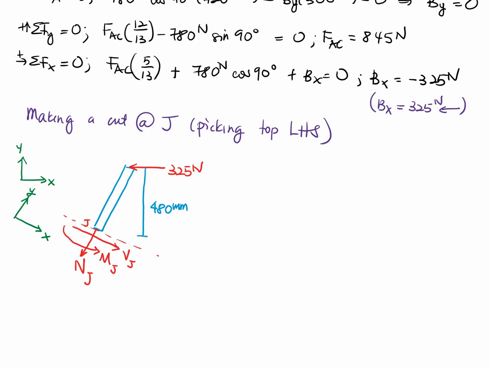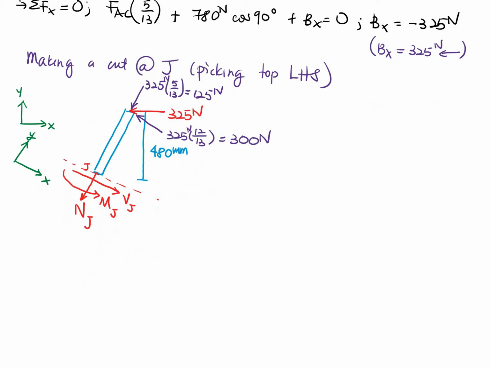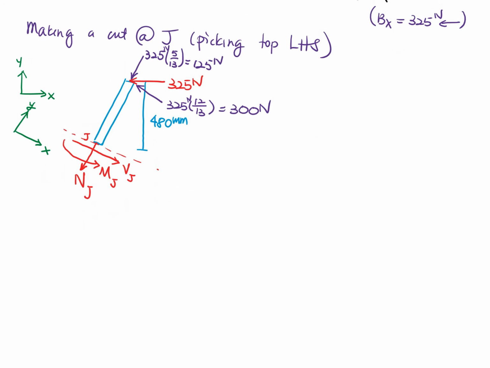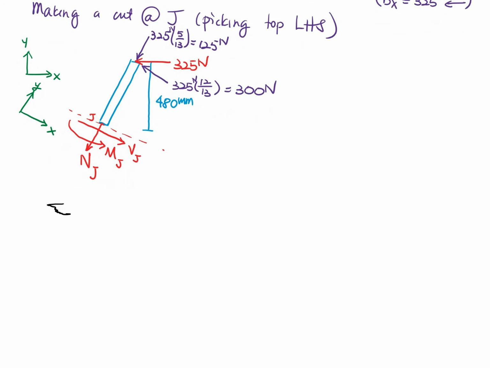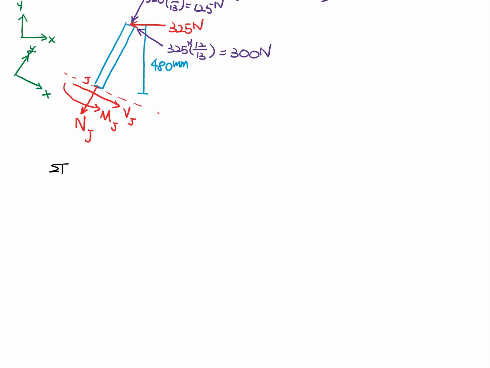So I'm going to change that color. So I have 325 times the slope, which is 5/13, and that's equal to 125. And then I also have 325 newtons times 12/13, and that's going to be 300 newtons. Okay, and that's much nicer because guess what? Life is much easier for us. Summing forces in the X direction. This is my new X.